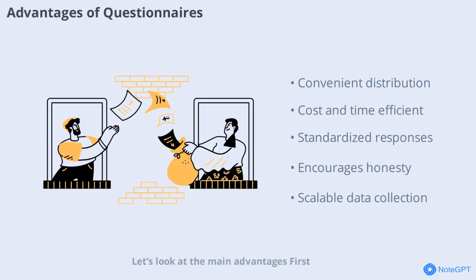Let's look at the main advantages. First, questionnaires are convenient. You can distribute them online, by mail or in person, reaching a wide audience quickly. They're also cost-effective, saving both time and money compared to interviews. Standardization ensures every participant gets the same questions, making analysis straightforward. Respondents can complete them in their own time, which often leads to more honest answers. Plus, anonymity can be preserved, encouraging candid responses. Finally, questionnaires are scalable, allowing you to adjust the number of responses you collect based on your needs.